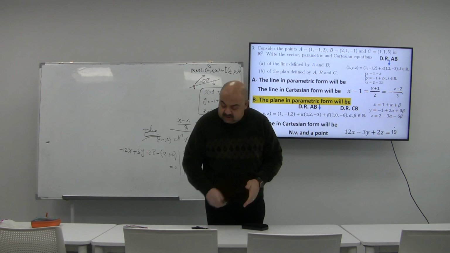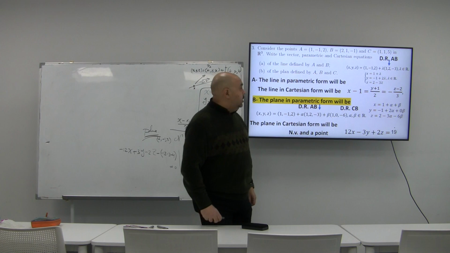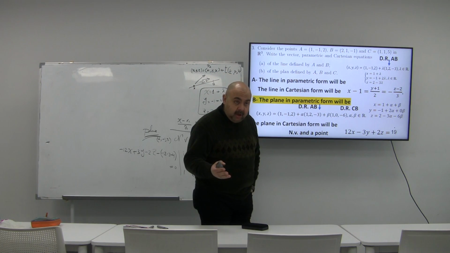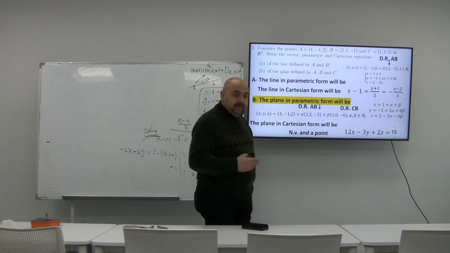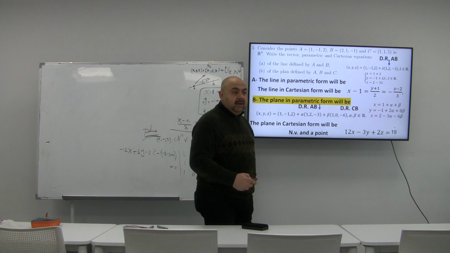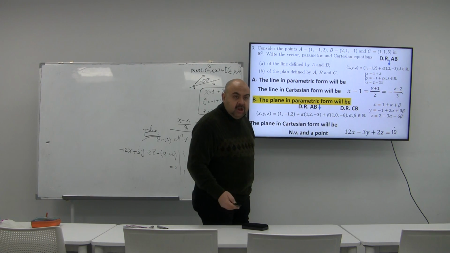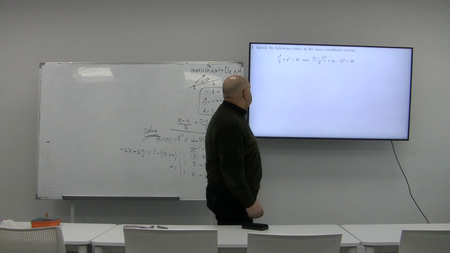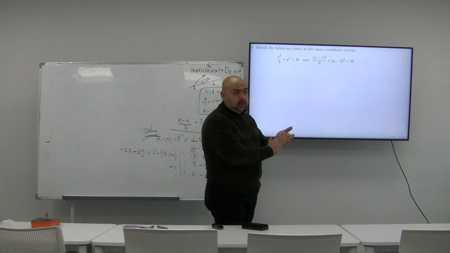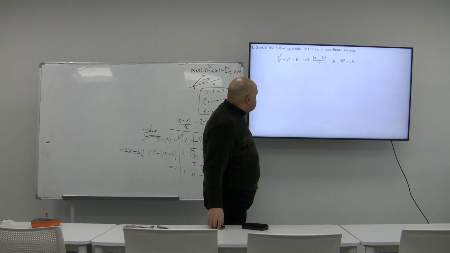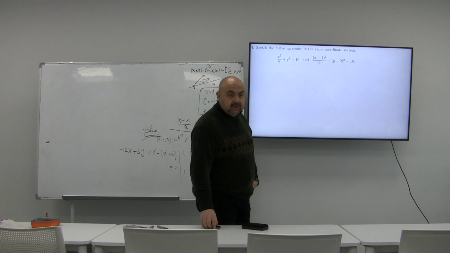So this is how we represent a straight line passing through 2 points, or write a plane going through the 3 points. This is why I prefer to have this problem here instead of doing it in the previous session. Here he is asking you to sketch the following curves. This is important, okay? In the same coordinate system.